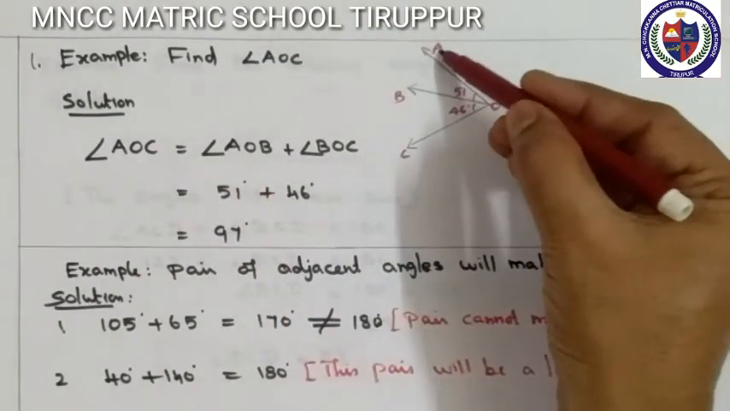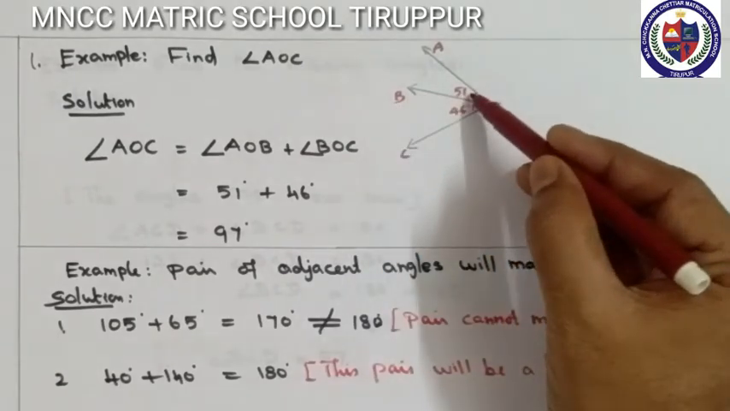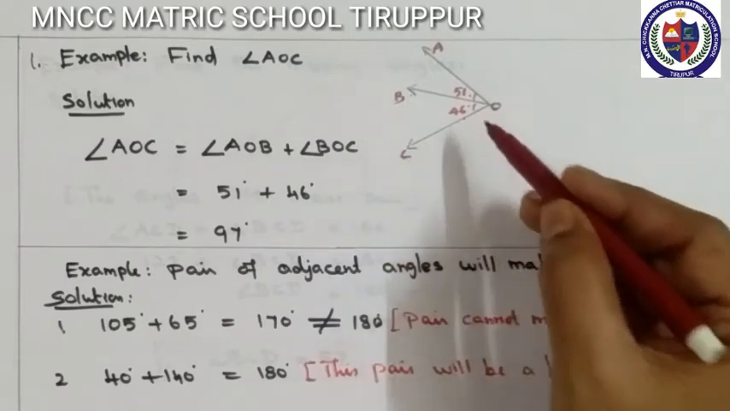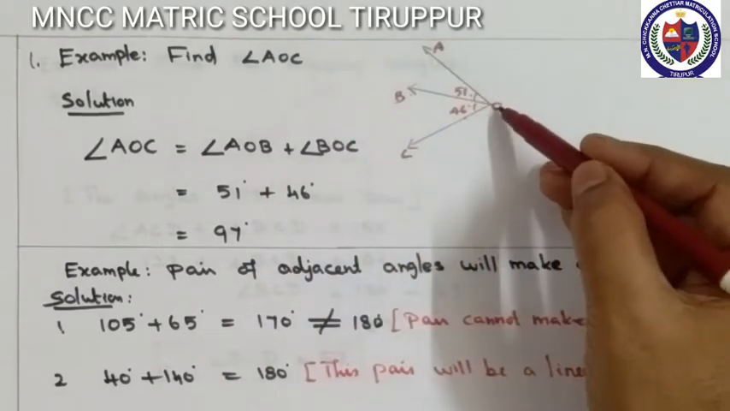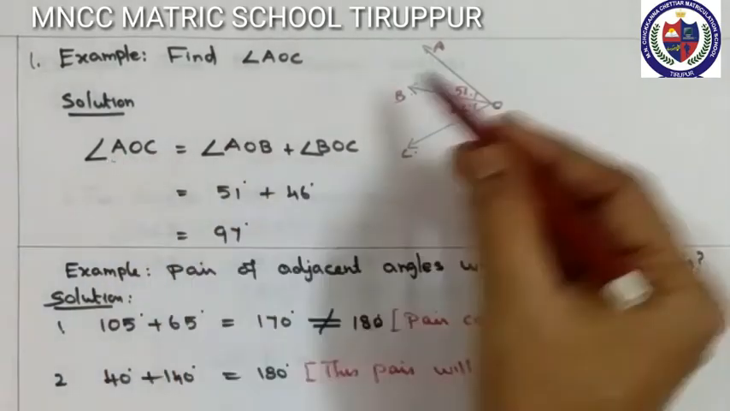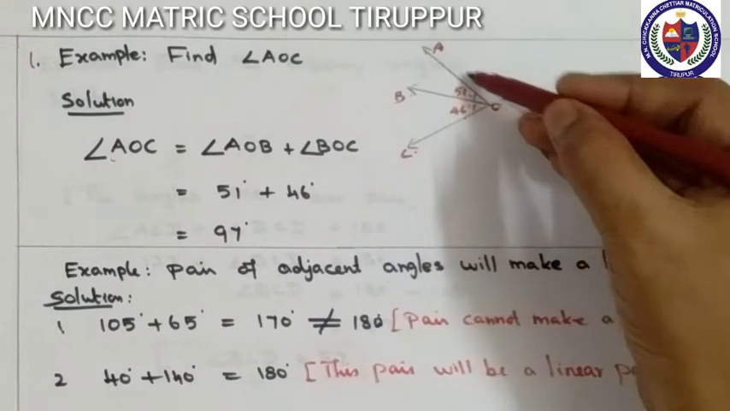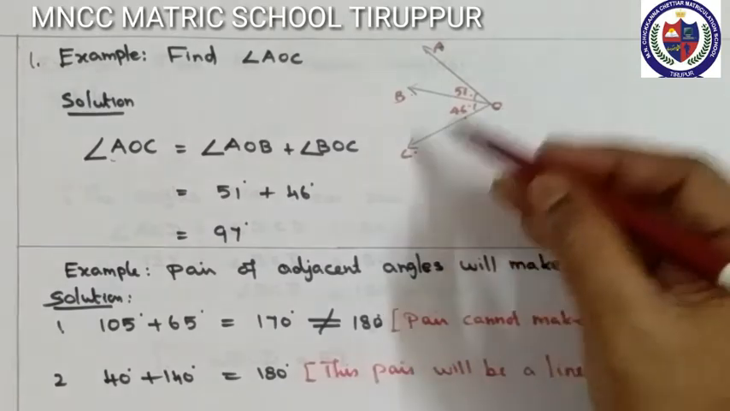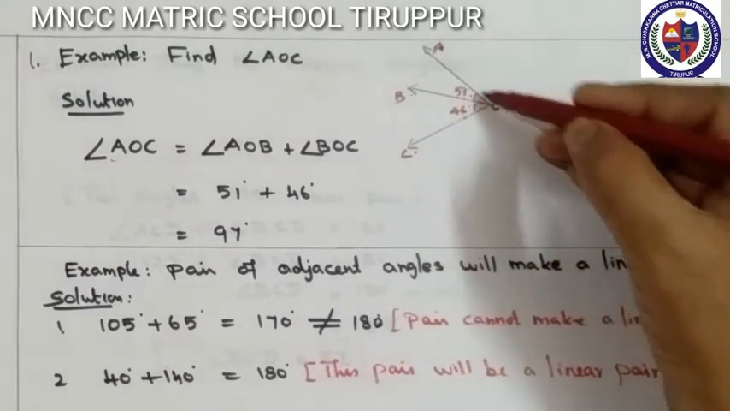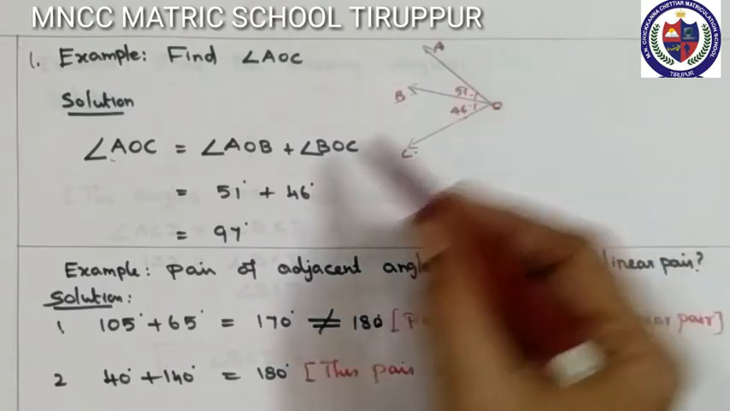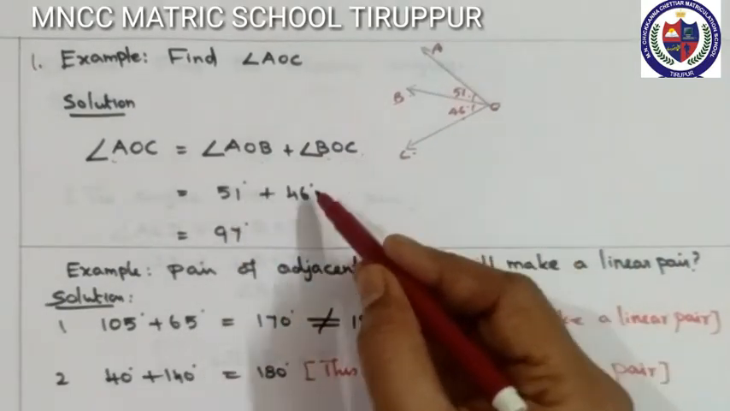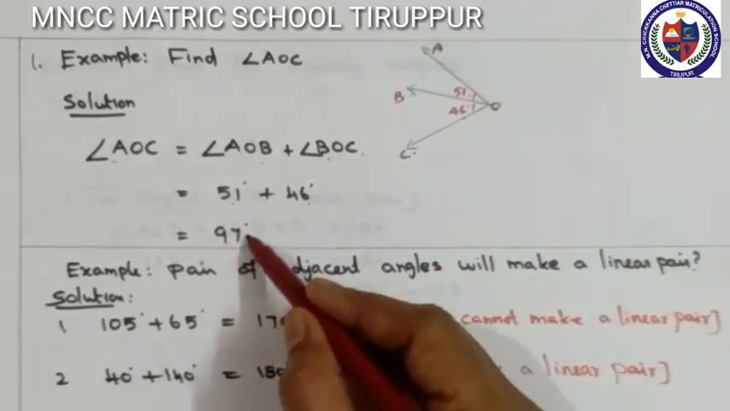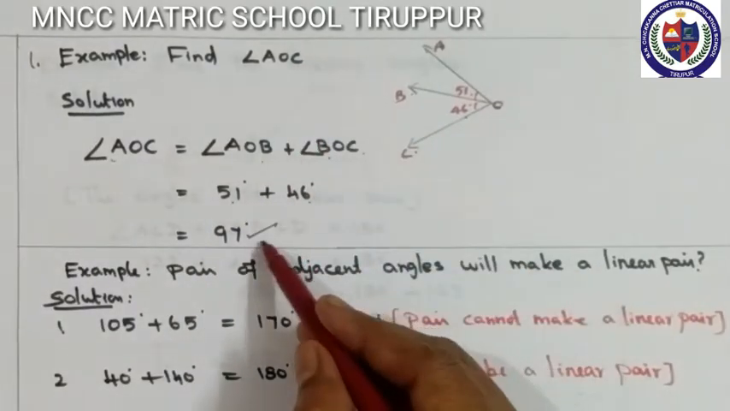First example: find AOC. Listen here. Angle AOB is 51 degree and angle BOC is 46 degree, given. You find AOC. AOC equals angle AOB plus angle BOC. So AOB angle 51, BOC angle 46 degree. The sum of the two angles gives 97. So AOC equals 97 degree.